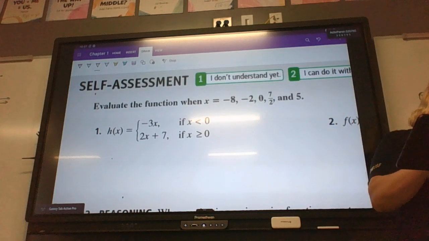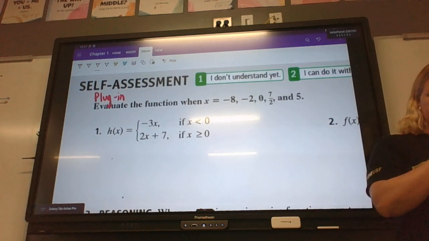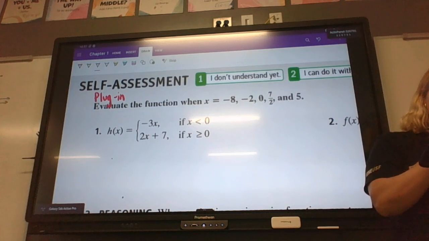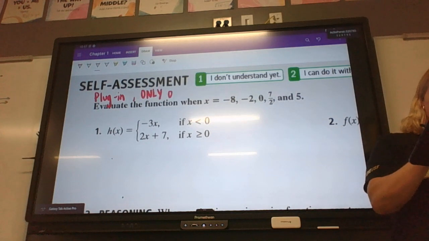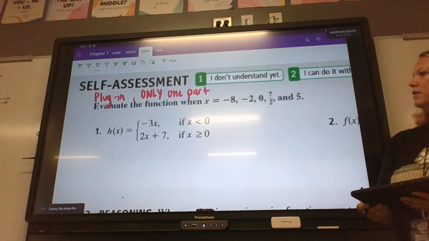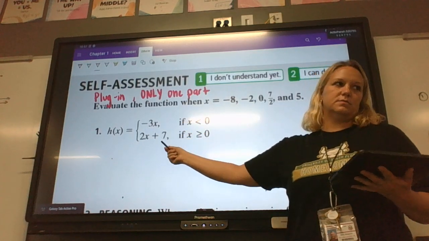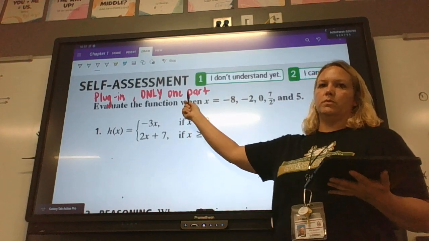For evaluate, maybe you want to write "plug in." That's what evaluate means, for plugging in. We're going to plug in. But remember to only plug into one part. When I have an x value, I never plug it into 2 parts. I'm going to plug into only one part.